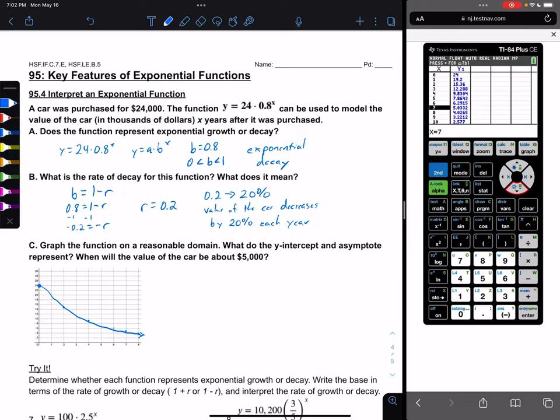So the y-intercept, what do the y-intercept and asymptote represent? Let's answer the questions here. Now that we have our graph, the y-intercept is (0, 24). That represents the initial amount, or the initial value of the car.